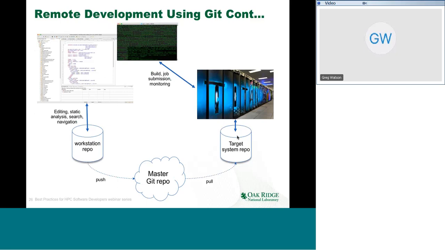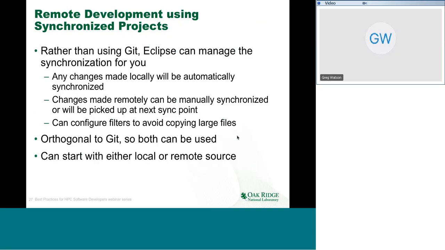If you want to use Eclipse to do essentially all of this, then there's another mechanism called synchronized projects. In order to use this, you need the parallel application development package that I mentioned previously. So the vanilla C and C++ development tools don't have this in it. Essentially, Eclipse will manage the synchronization of two copies of the source code.